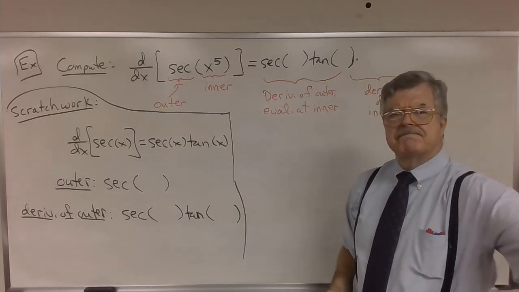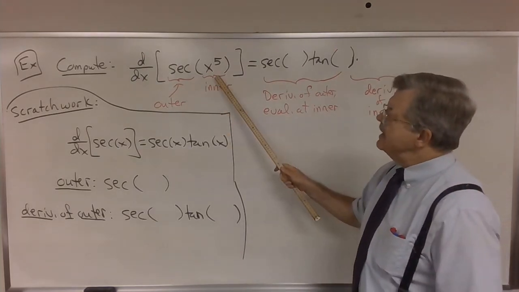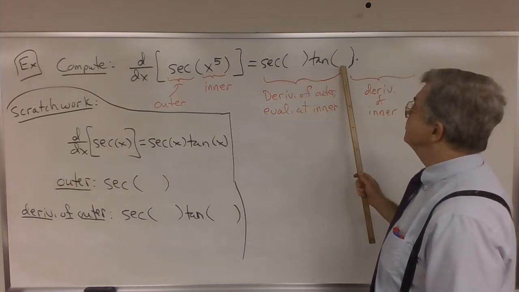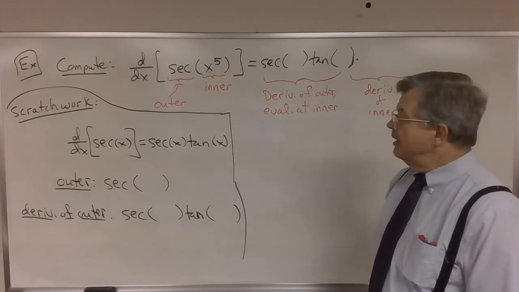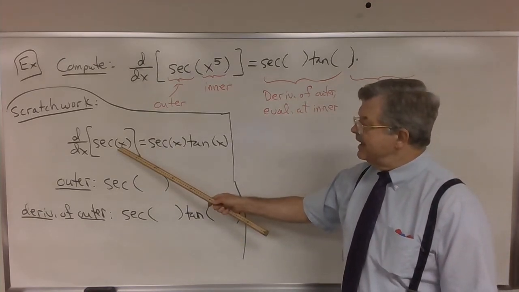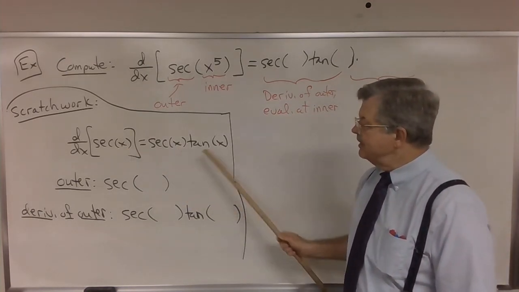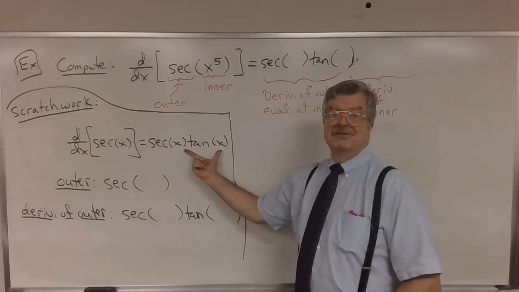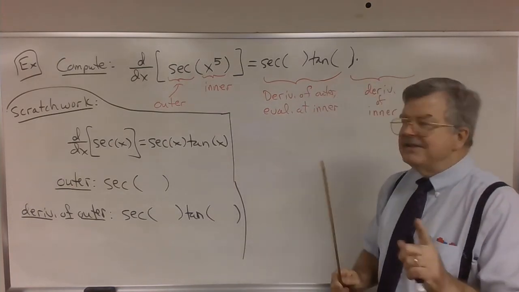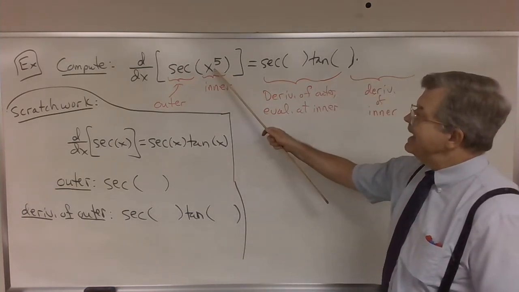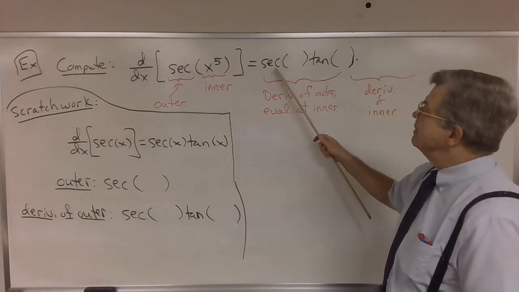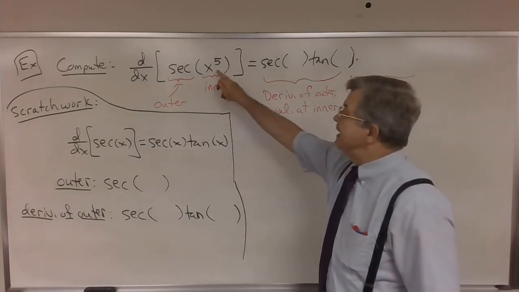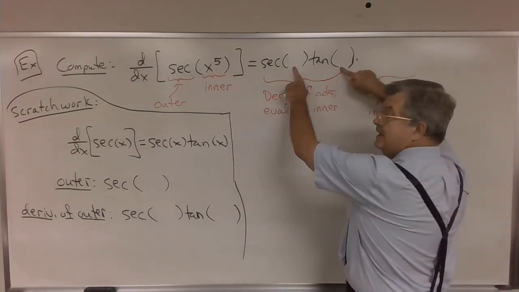But wait a minute. Just exactly where are we going to plug this inner function? Here? Here? Well, when we compute the derivative of secant x, where do we plug in x? Here? Or here? We plug it in both places, don't we? And we're going to do exactly the same thing when we plug in x to the fifth, the inner function, to secant of something times tangent of something. The inner function x to the fifth goes both places.